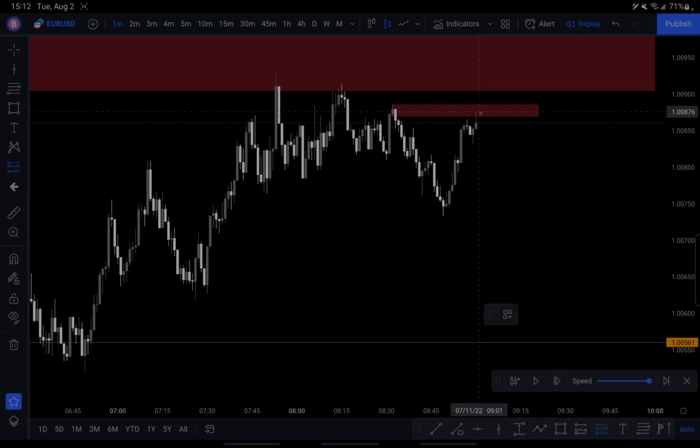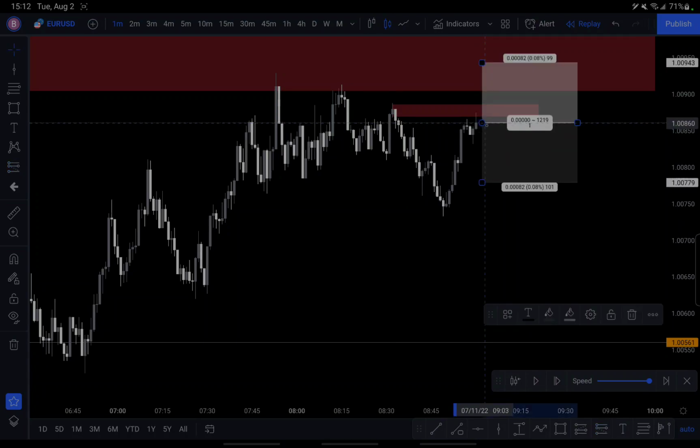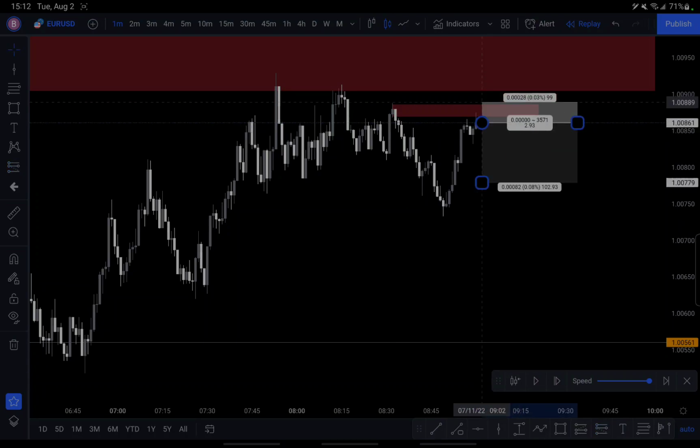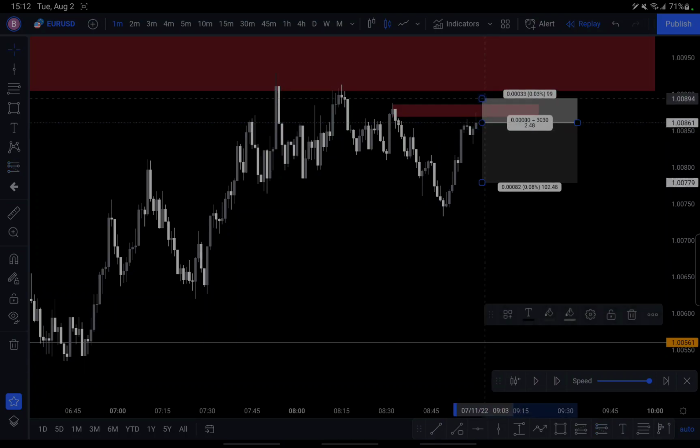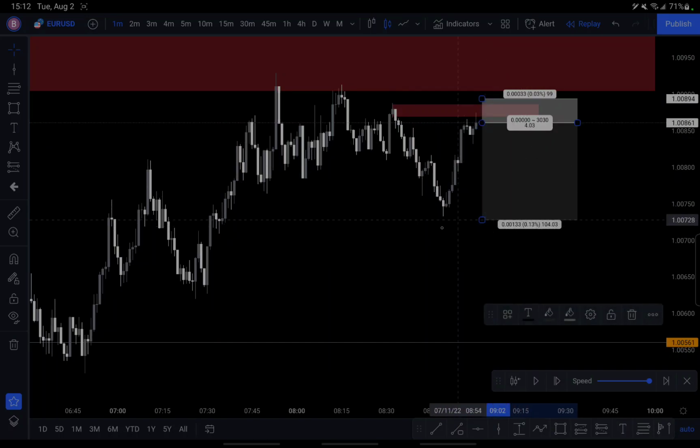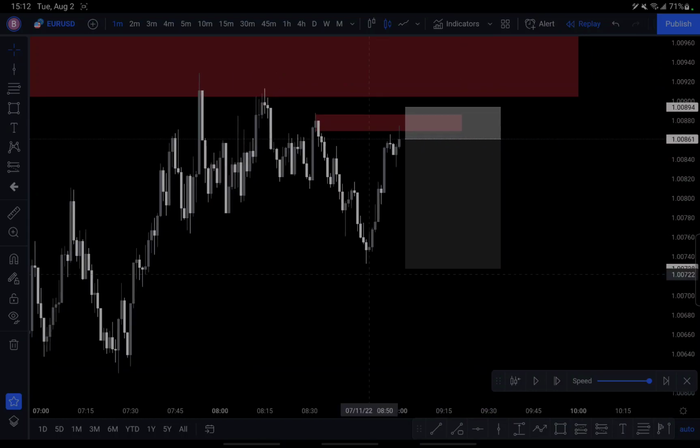Place our entry. Okay, at the close of this candle. Okay, stop loss above the high. And then take profit below structure. Okay, so that is that entry. So let me go ahead and screenshot this.